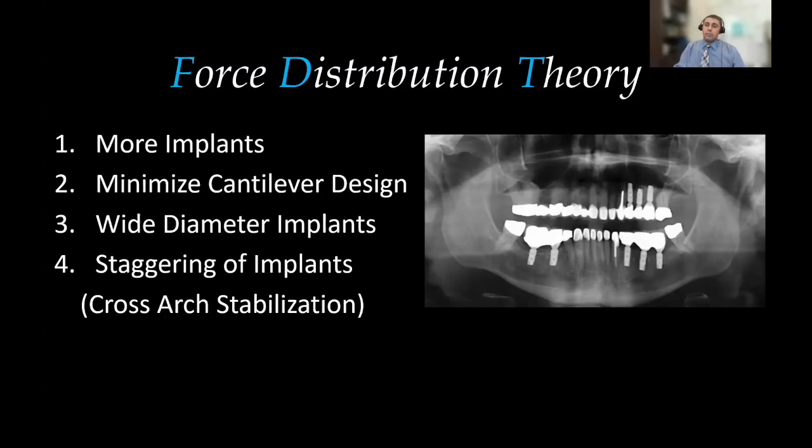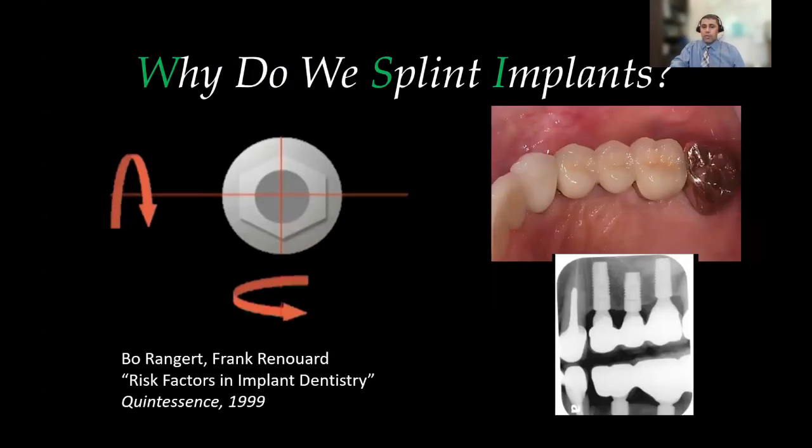So in the posterior segment, you probably try to over-engineer by adding more implants. It makes it easier to manage. If you lose one implant, still the prosthesis can function for the patient. As a general rule of thumb, you try to minimize the cantilever design for the implants and minimize the cantilever length. And if you have a choice whether to have a mesial cantilever versus a distal cantilever, always mesial cantilever works better. And you start to consider wider diameter implants and the staggering of implants by cross-arch stabilization, which results in, again, better success, better preservation of bone around the dental implants.